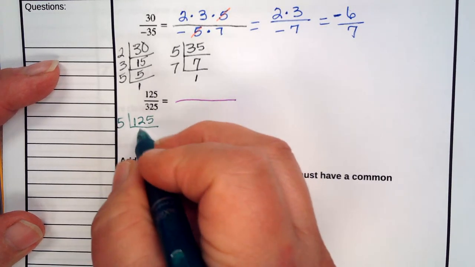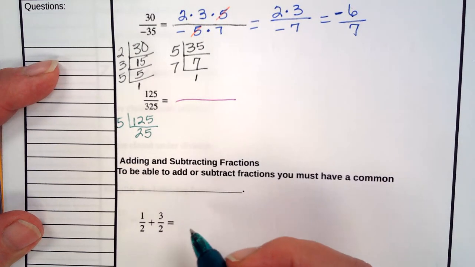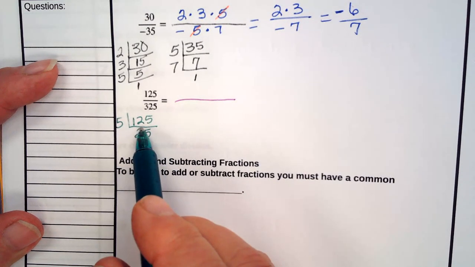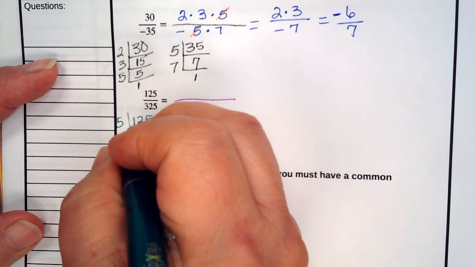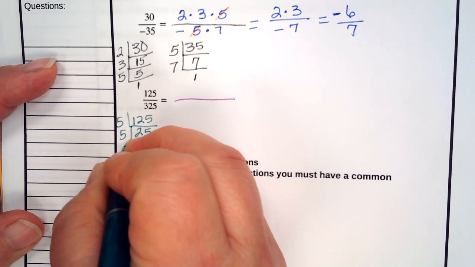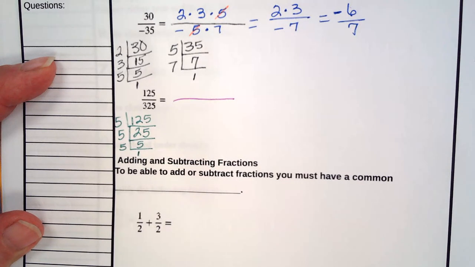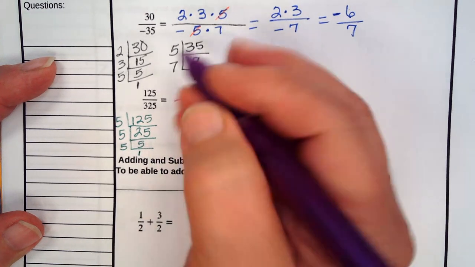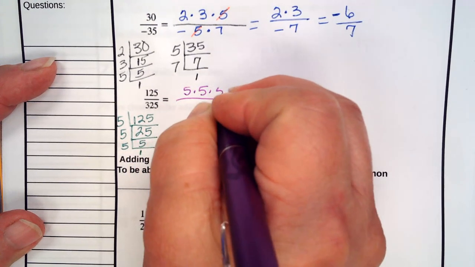Okay, so if I'm thinking I'm dividing $1.25 5 ways, I end up with a quarter each time. 25 is divisible by 5. So the top is 5 times 5 times 5.